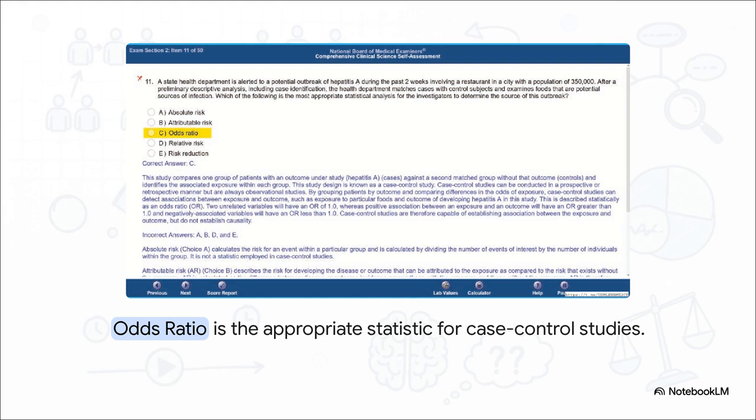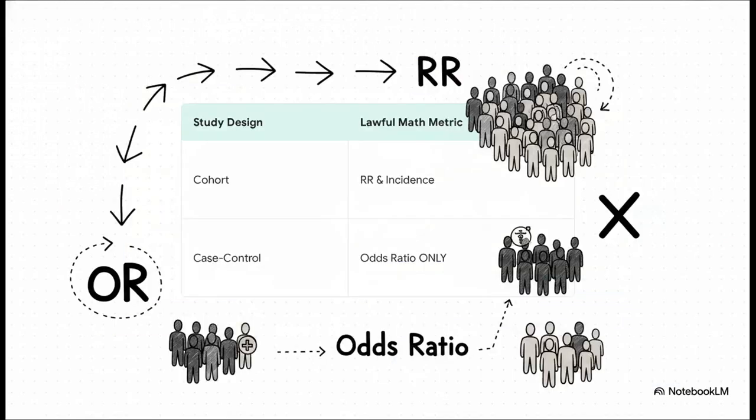Case control studies group patients by outcome status, right? Because of this, their appropriate mathematical measure is exclusively the odds ratio. They are great for establishing an association, but because of how they're built, their mathematical toolbox is strictly limited. You absolutely cannot calculate incidence or relative risk from a case control study. Seriously, think about why for a second.